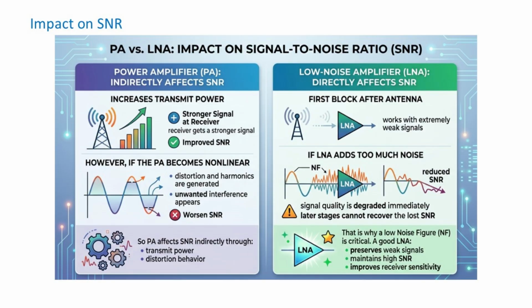In contrast, the LNA directly affects SNR. It is the first block after the antenna and works with extremely weak signals. If the LNA adds too much noise, the signal quality is degraded immediately, and later stages cannot recover the lost SNR. That is why a low noise figure is critical. A good LNA preserves weak signals, maintains high SNR, and improves receiver sensitivity.